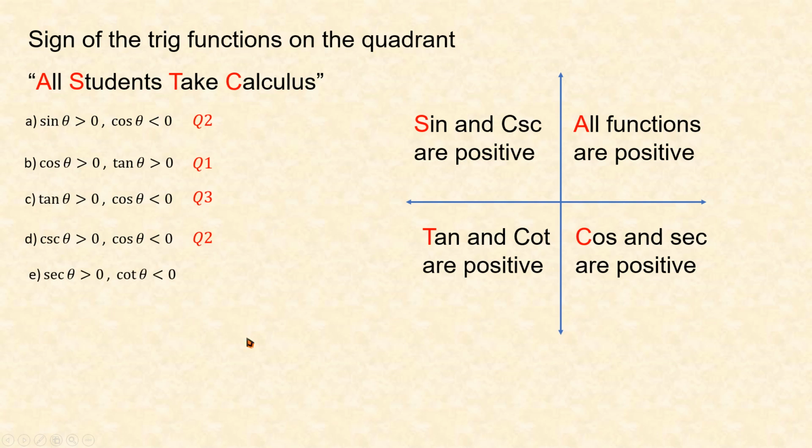Secant is positive. Secant is the same as cosine, so positive in first and fourth. Cotangent is negative. Cotangent is positive in 1 and 3, so it's negative in 2 and 4. So the one that is both true is quadrant 4. Last one, cotangent is positive, tangent is positive. Tangent and cotangent share the quadrants because they're reciprocals of each other. So they're both positive in 1 and 3. So the possibilities are 1 or, oh, that should be 3. Sorry. Quadrant 3 or 1, not 4.